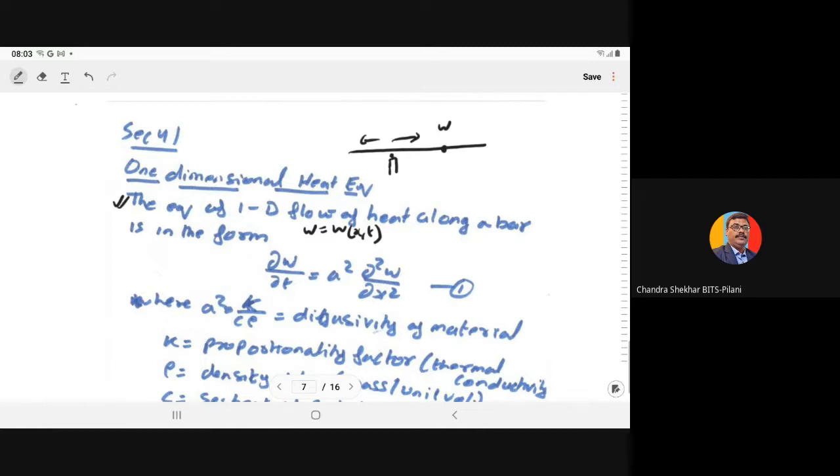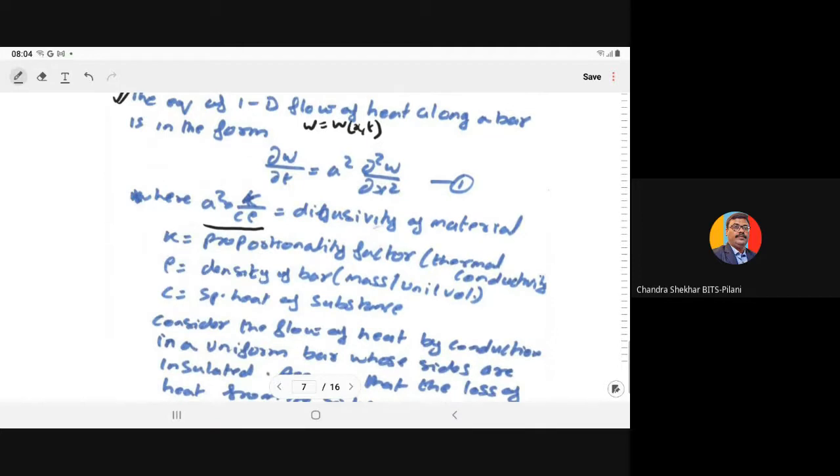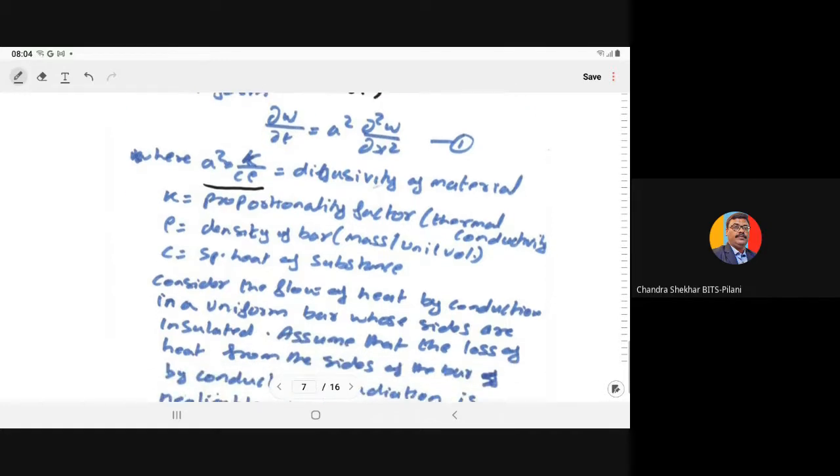So the governing equation for the one-dimensional heat equation is del W by del t equals a square del 2 W upon del x 2, where a square is k upon c rho, which is known as the diffusivity of the material. Here k is the proportionality factor or thermal conductivity, rho is the density of the bar, mass per unit volume, and c is the specific heat of the substance.